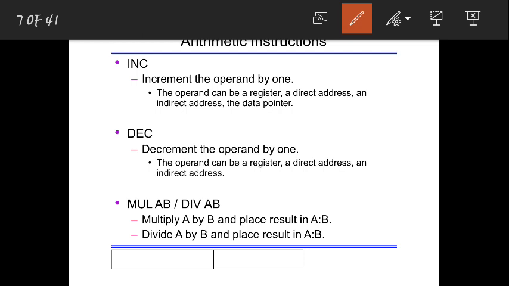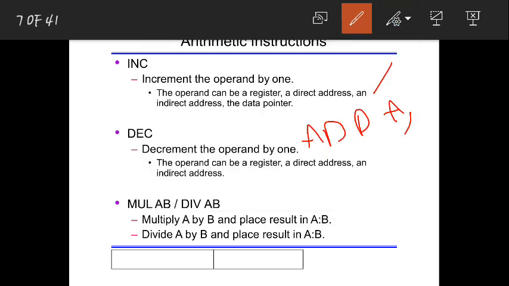Next you have multiply AB and divide AB. Just see these instructions. Before, for addition and subtraction, we wrote ADD with a destination and a source. In destination and source, the destination should always be the accumulator only, whereas in the source you can take any register, direct or immediate addressing mode.